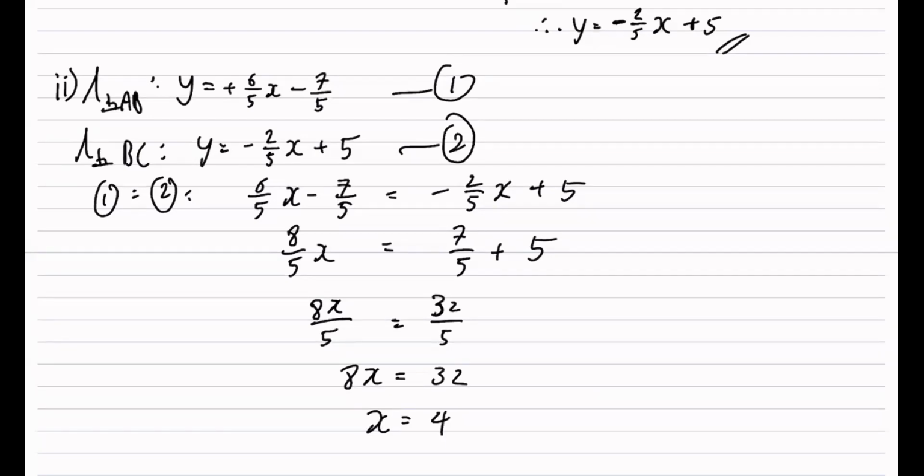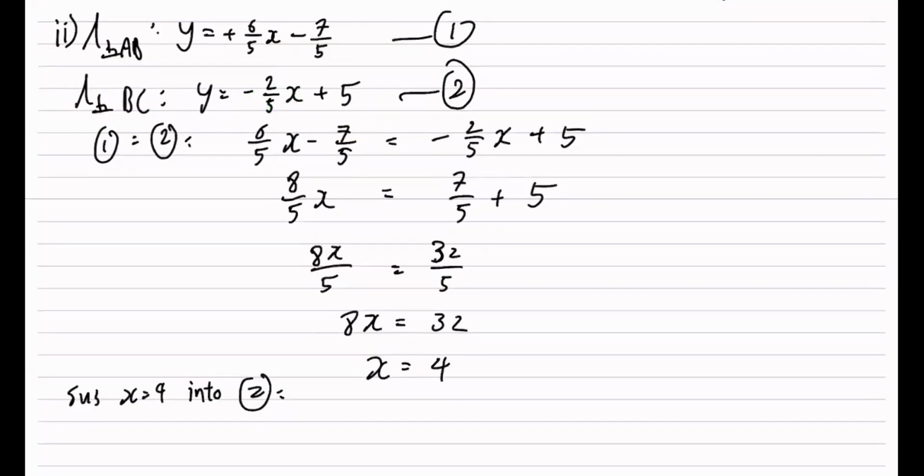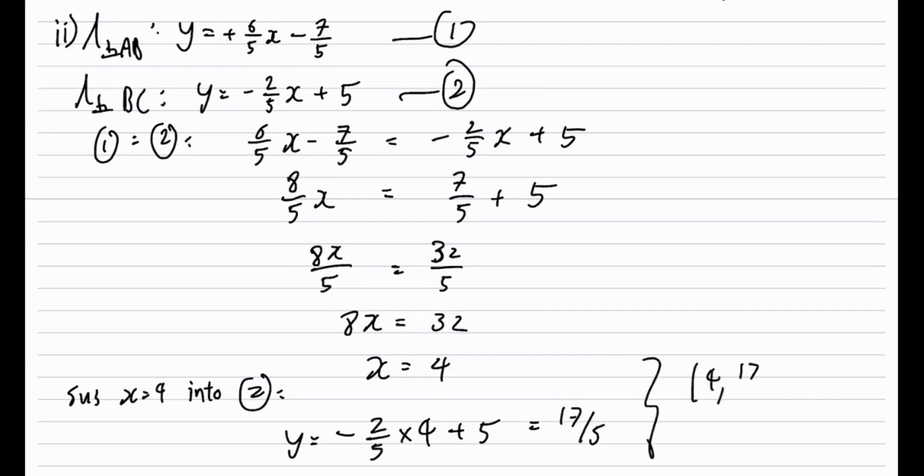Therefore, you can sub in the x equal to 4 into one of the equations. Let's just say we pick 2, because I see this one has fewer fractions, less scary. Then I'll pick equation 2. So y equals negative 2/5 times 4 plus 5. Let's calculate that. Negative 2 over 5 multiplied by 4 plus 5, and I get 17 over 5. Therefore, the conclusion is 4, 17 over 5. Answer.